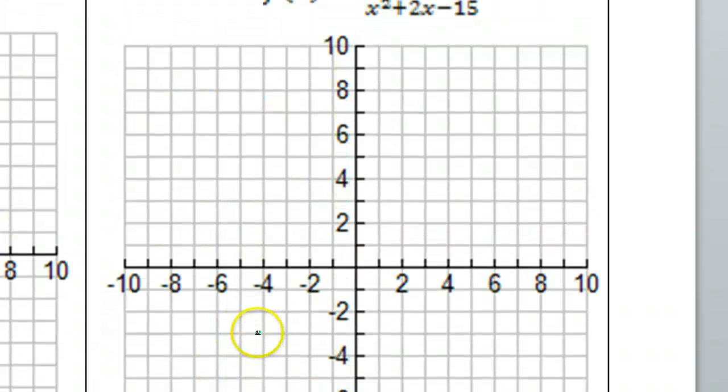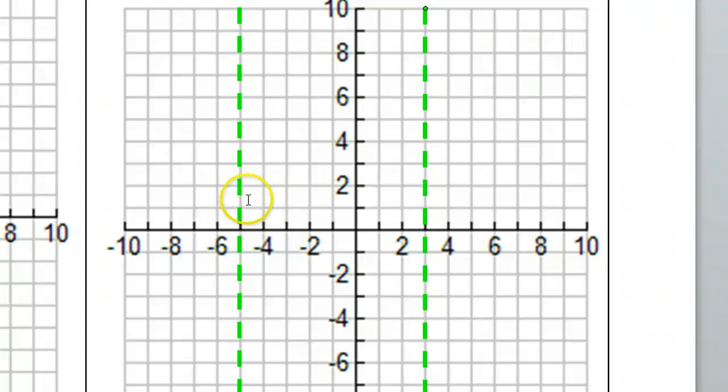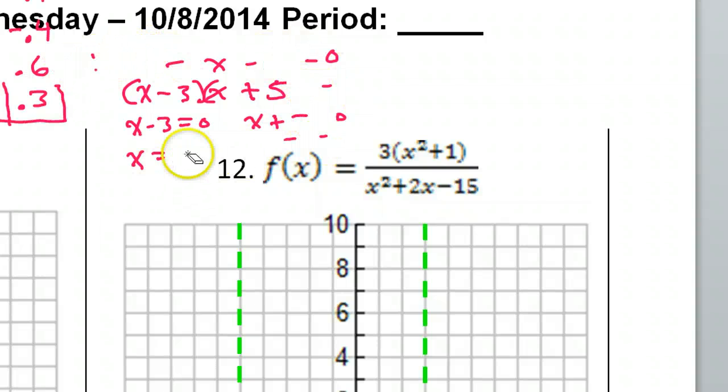Okay, let's go ahead and graph those vertical lines. So there we have vertical asymptotes at negative 5 and 3. Now, let's talk about the horizontal asymptotes.